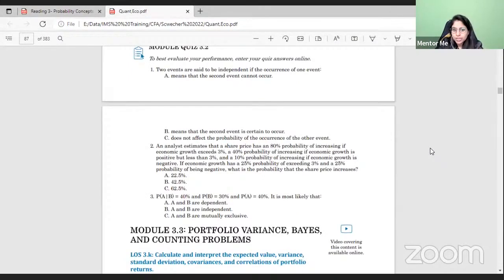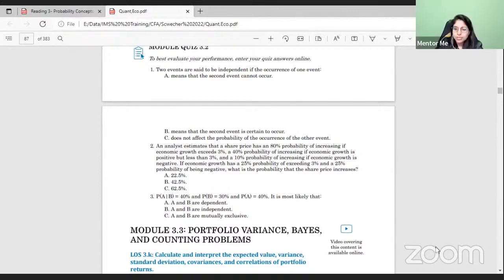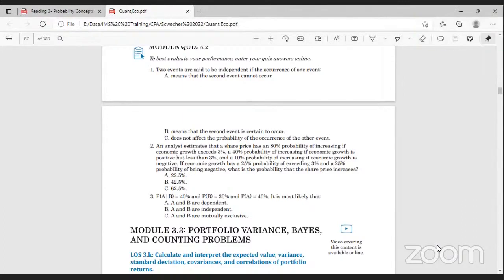अच्छा, economic growth वाला question किया था आपके साथ मैंने. An analyst estimates that the share price has an 80% probability of increasing if economic growth exceeds 3%, something like this. ये किया था हमने. I don't think so, ma'am. नहीं, ये question भी किया था. This question is based on the total probability rule only. The question that you were explaining. I know that, but did we discuss it in the class? No, ma'am, नहीं किया था last class.